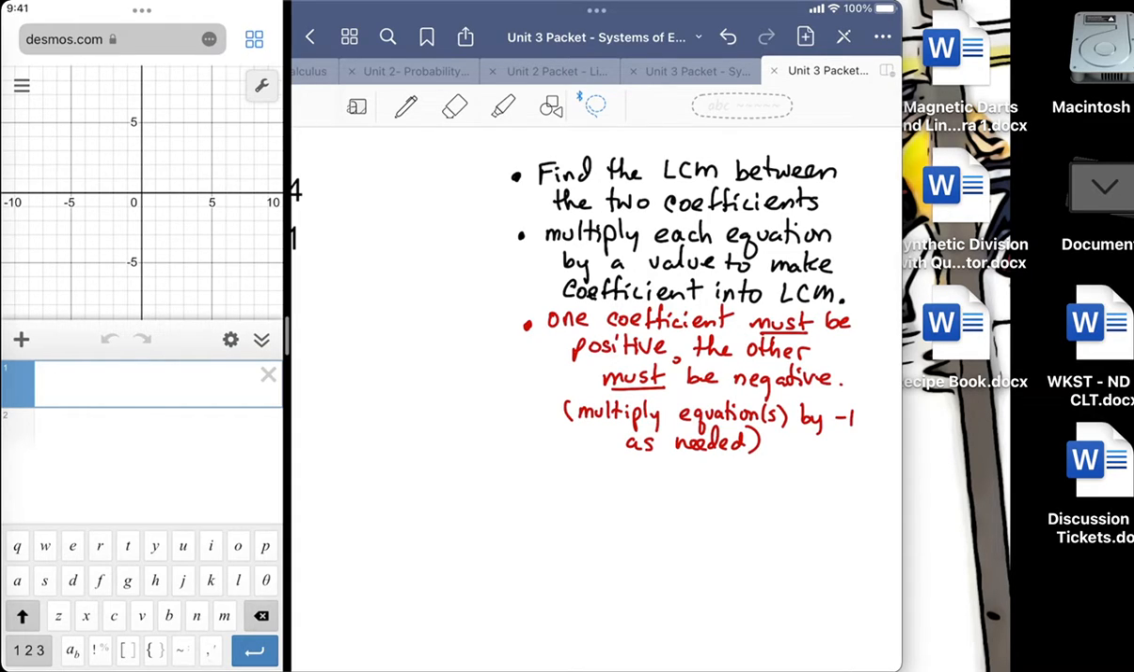Multiply each equation by a value to make the coefficient into the LCM. One coefficient must be positive, the other must be negative. So you multiply your equations by -1 as needed.